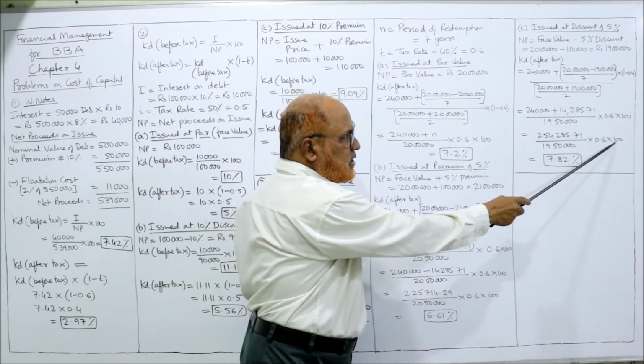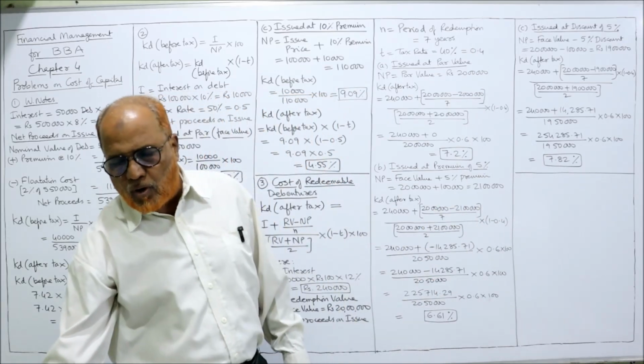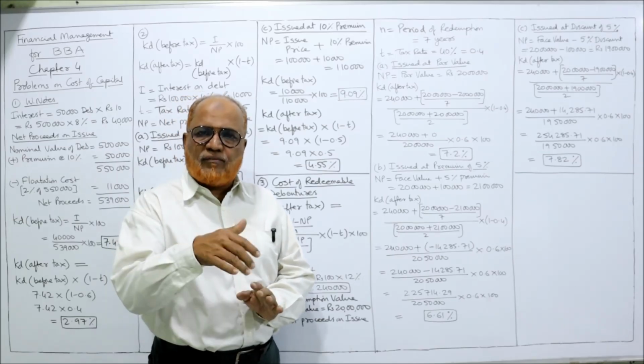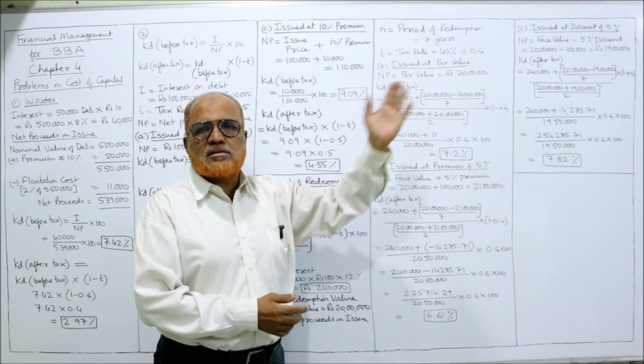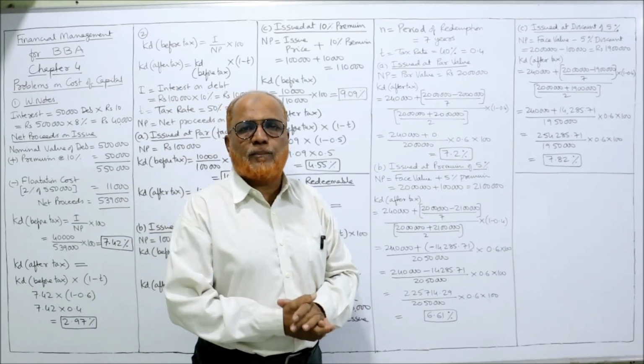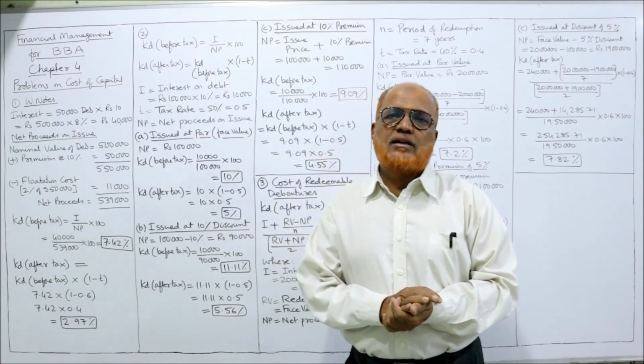2,54,285.71 into 0.6 into 100 divided by 19 lakh 50,000, you will get 7.82%. This is the cost of debt after tax when debentures are issued at discount of 5%. That's all. So in this video, 3 problems I have explained in detail.